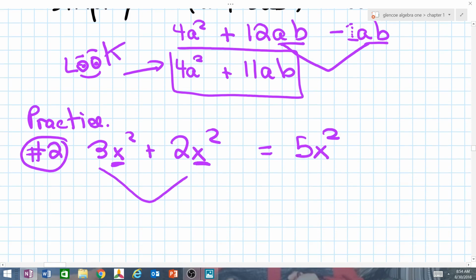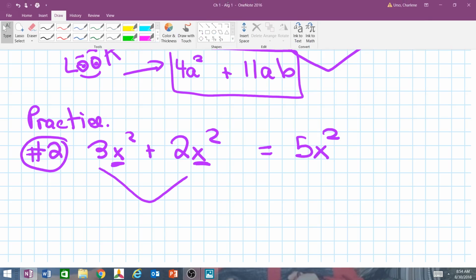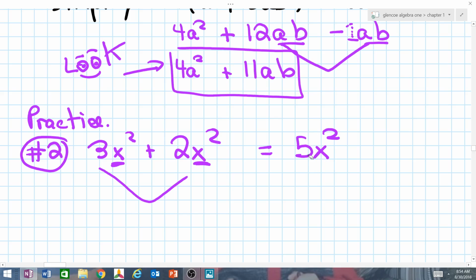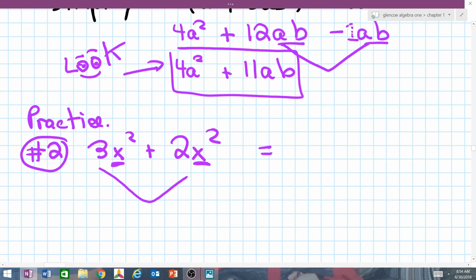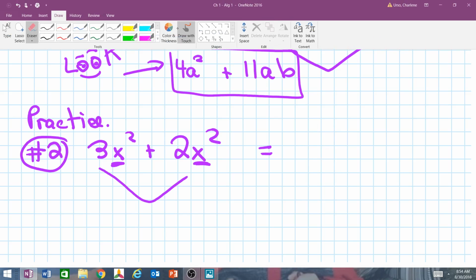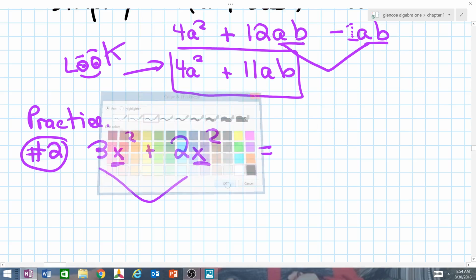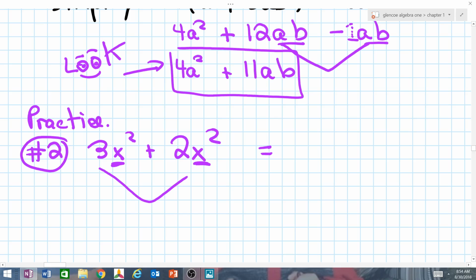So tonight, what you're going to do is look at some examples and simplify expressions. Remember, we can only simplify them if they have the same variable part or the same last name. So let's look at number 2 from your homework this evening. Number 2 says 3x squared plus 2x squared.